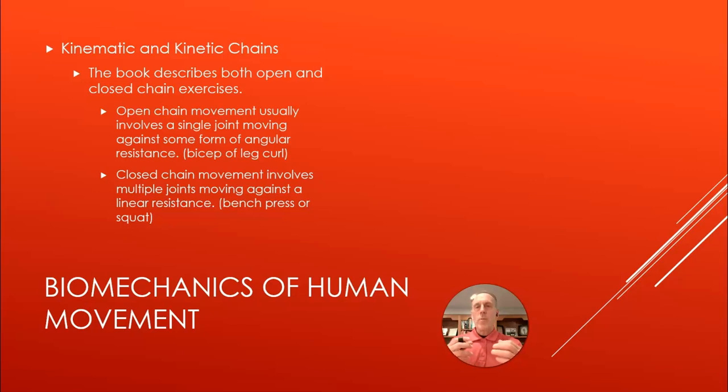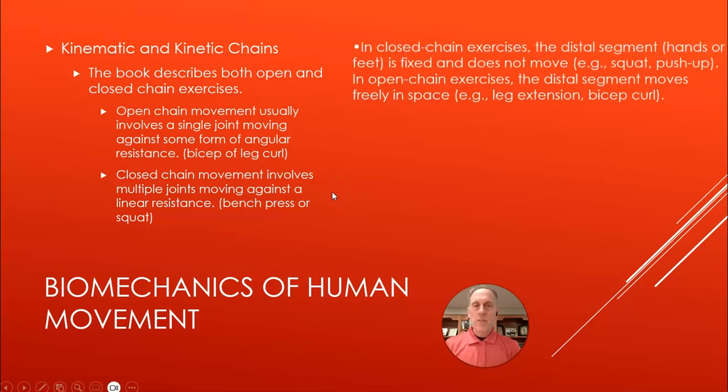So the book starts to describe both open and closed chain exercises, and this can be incredibly complex, and hopefully I'm able to bundle this up for you in a way that makes sense. But open chain movements usually involve a single joint moving against some form of angular resistance where it's rotational. Closed chain movements involve multiple joints moving against a linear resistance like a bench press, a squat, or perhaps a leg press. And you'll have conversations in the gym in terms of what's closed chain and open chain, a leg press or a squat, or what. And it becomes a challenge to really sometimes get people to visually understand what we're talking about.